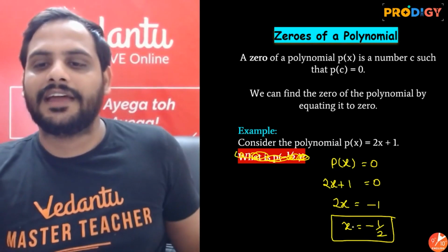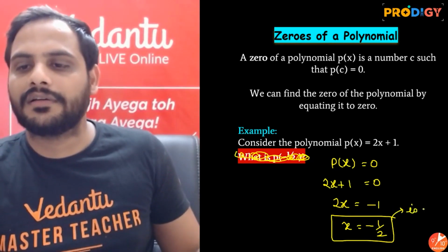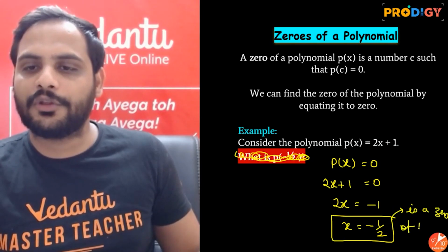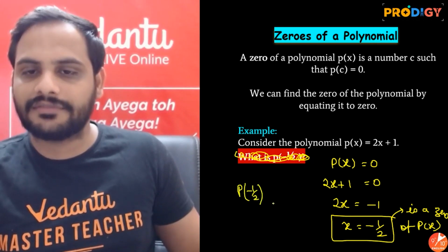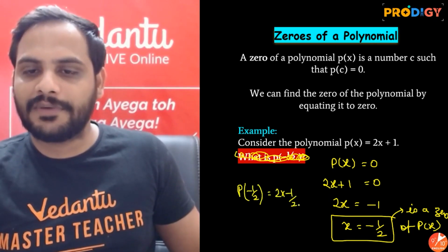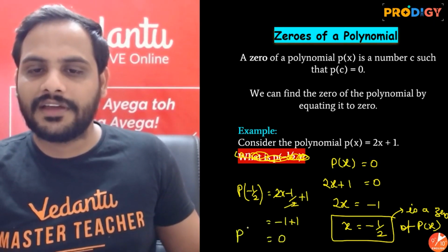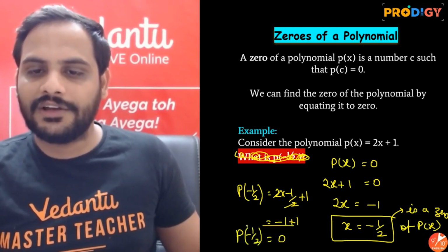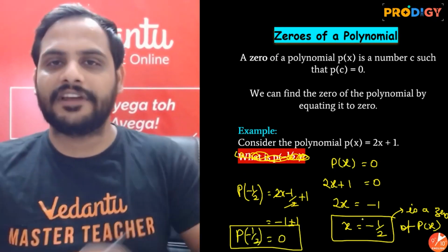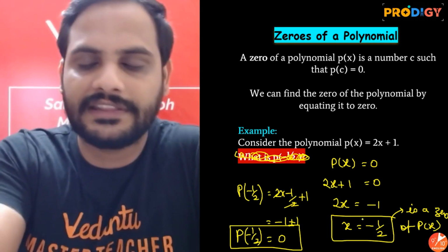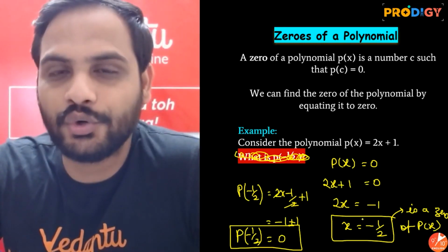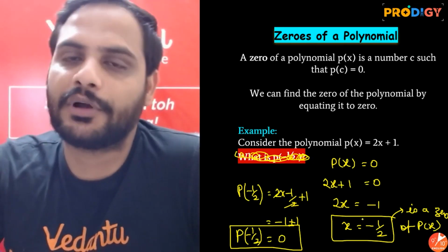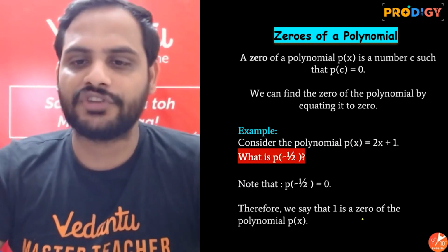So I can say x equal to minus 1 by 2 is a 0 of polynomial p(x). And you can also see, beta, the value of the polynomial at x equal to minus half will be equal to 2 into minus half plus 1. The 2s got cancelled. Minus 1 plus 1 is 0. So at x equal to minus half, the value of the polynomial is also 0. This is just verification. So zeros of a polynomial means the value of the variable for which the value of the polynomial becomes equal to 0. Let's move ahead now.